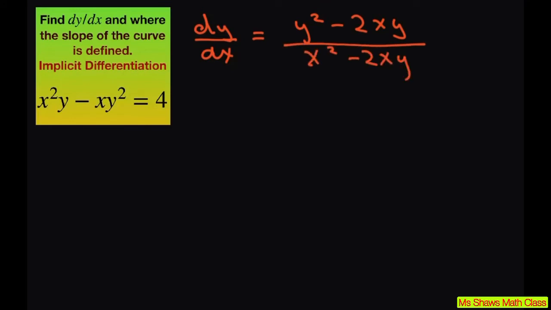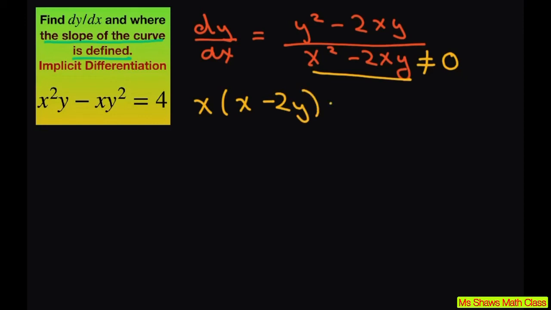All right, so now the next step, it says where the slope of the curve is defined. So that means basically everywhere where your denominator cannot be 0. So let's look at our denominator. So we factor out an x. You're going to get x times (x minus 2y) equals 0. So for this piece, x, let's put not equal to 0. So x cannot be 0.